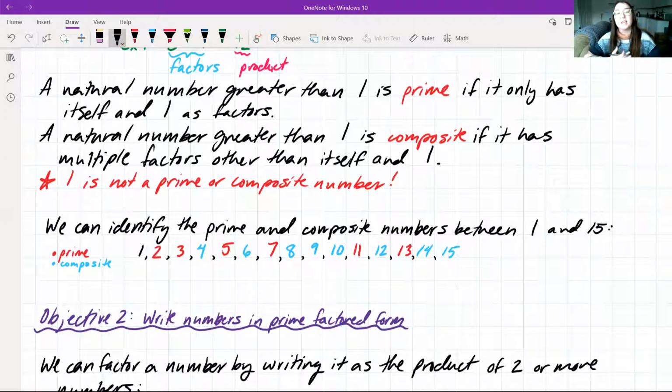All right, so that is how we can identify prime and composite numbers between 1 and 15. Smaller numbers are always easier to figure out since we often know common multipliers of relatively smaller numbers. When you start getting into larger numbers, you just want to begin by seeing if you can divide by lower prime numbers such as 2 or 3.